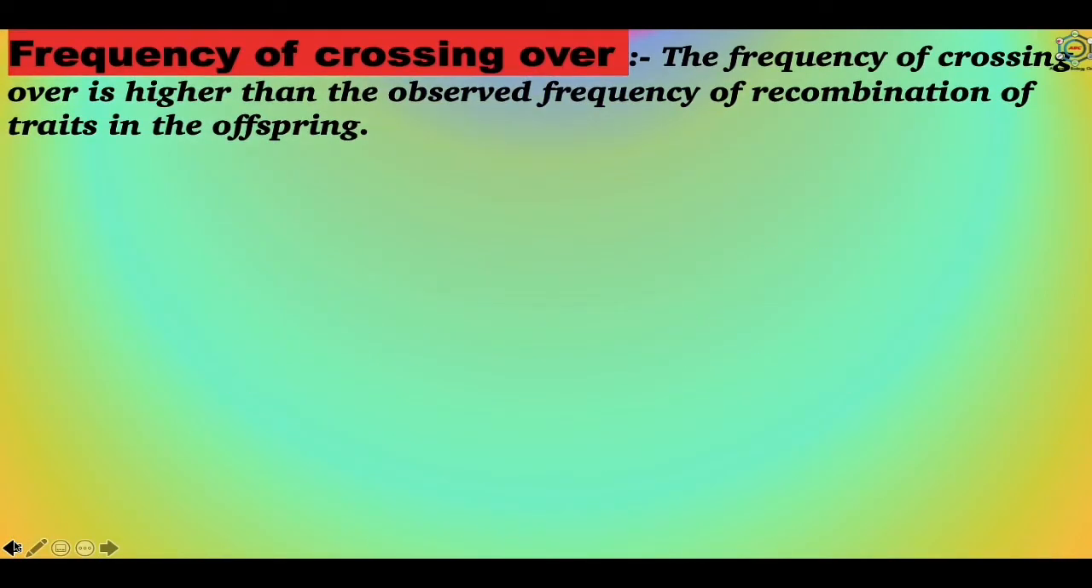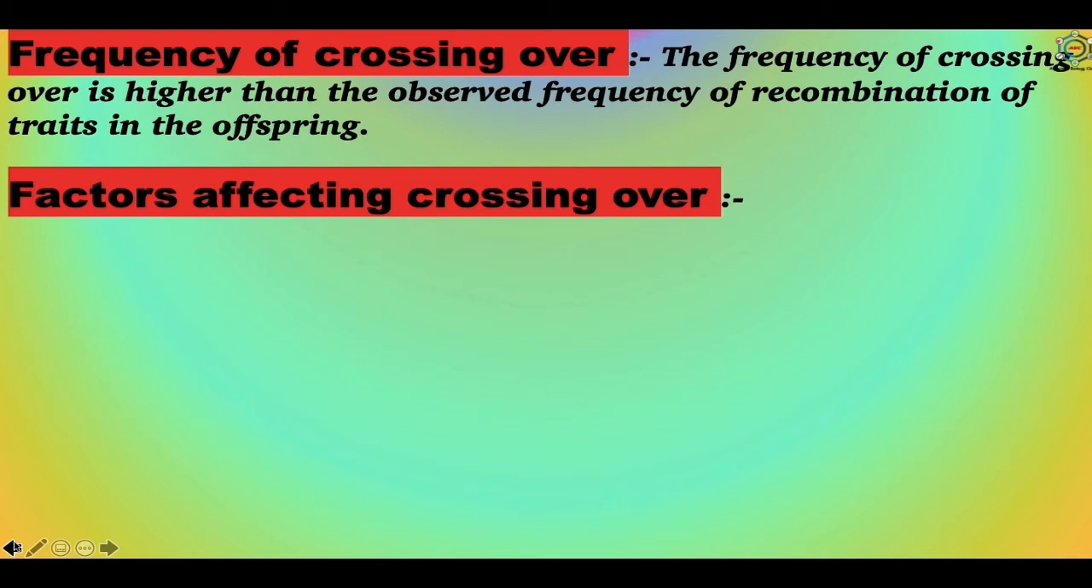Now, what is the frequency of crossing over? So the frequency of crossing over is higher than the observed frequency of recombination of the traits in the offspring, because the occurrence of crossing over is indicated by the new combinations of traits in the offspring, and two or more crossovers may take place simultaneously between the same chromatids of a tetrad.